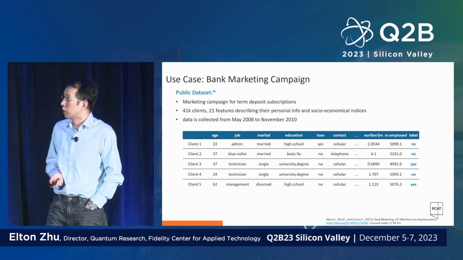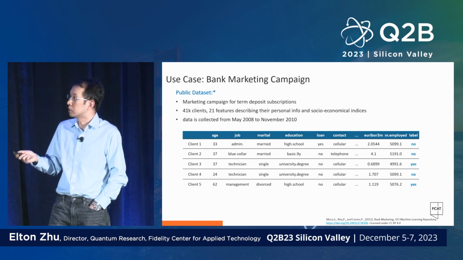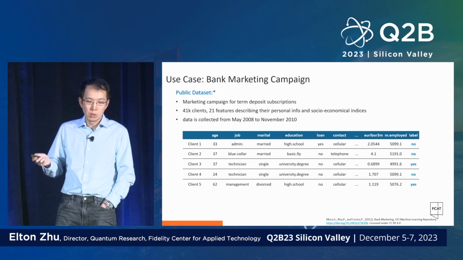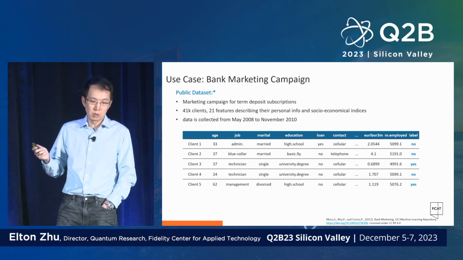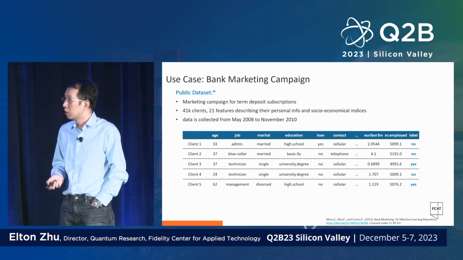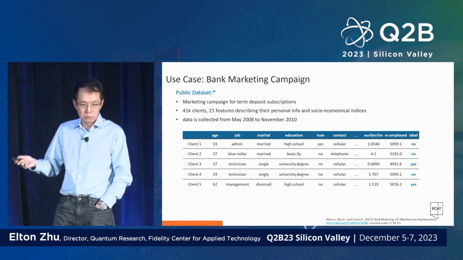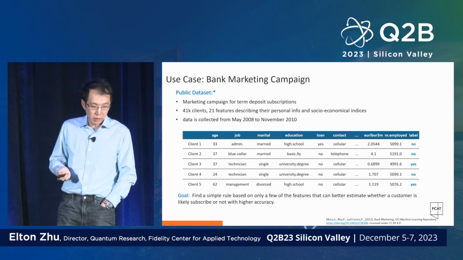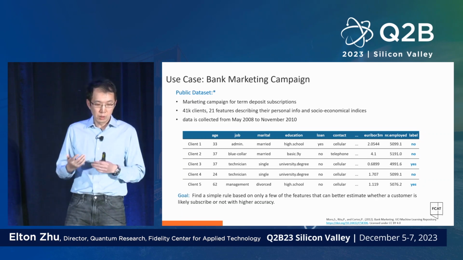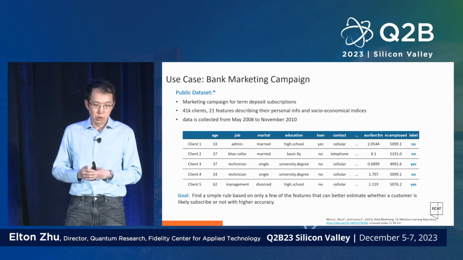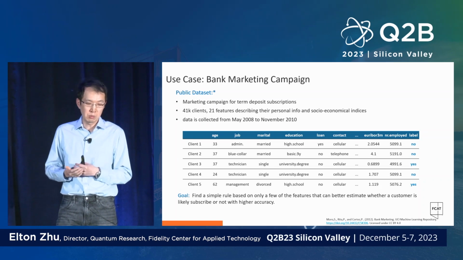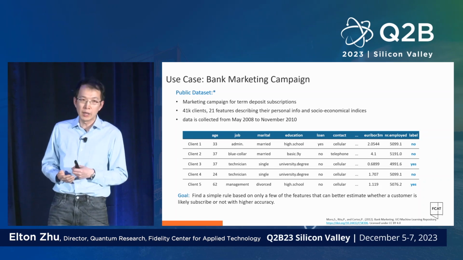The last one, the label, which says yes, the client subscribed to the term deposit, and no means that the customer did not subscribe. So it's a very, very easy to understand data set. The goal here is to find a simple rule based on only a few features that can estimate whether a customer is likely to subscribe or not with very high accuracy.